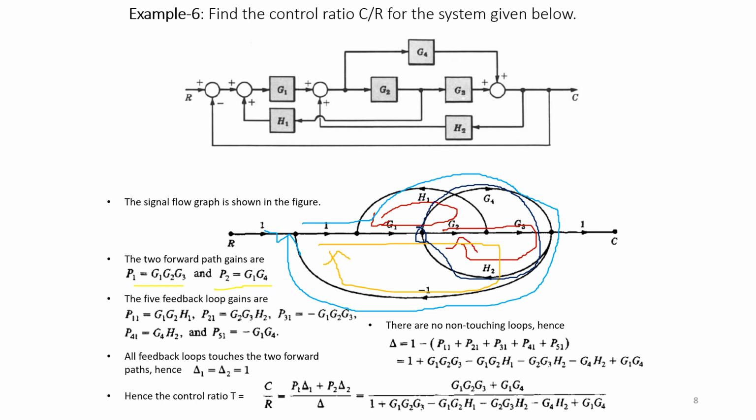Now we have two forward paths and all the loops touch the forward path. So your delta 1 and delta 2 are taken as equal to 1. So finally the transfer function is given as equal to this. So combine all the values, put together, that becomes your transfer function. So C of S by R of S is equal to P1 delta 1 plus P2 delta 2 divided by delta.